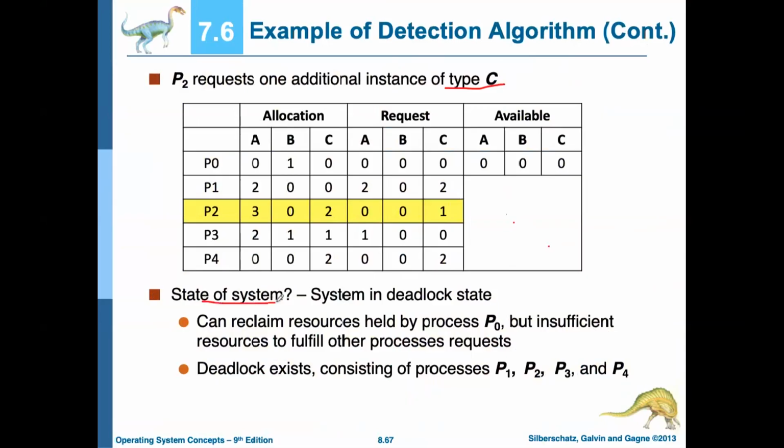So state of system, is the system in a deadlock state? We can reclaim resources held by P0, but there are insufficient resources to fulfill other processes' requests, and the deadlock actually exists, consisting of processes P1, P2, P3, and P4. Okay, because they are requesting, except for P0, which has no request.